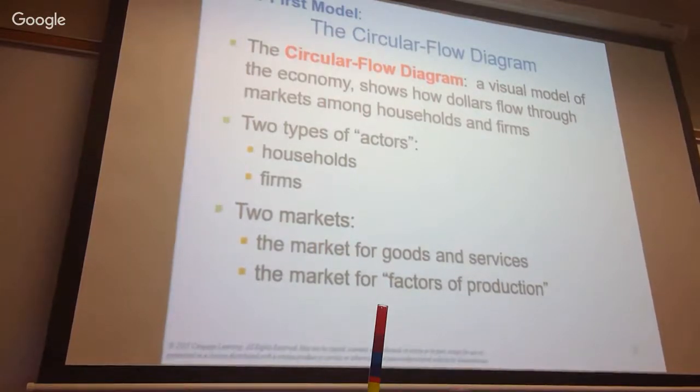And then we have the market for factors of production. Factors of production are the resources companies need to produce goods and services. So two markets: the market for goods and services, and next is the market for factors of production. It's the market for the resources companies need to produce goods and services.